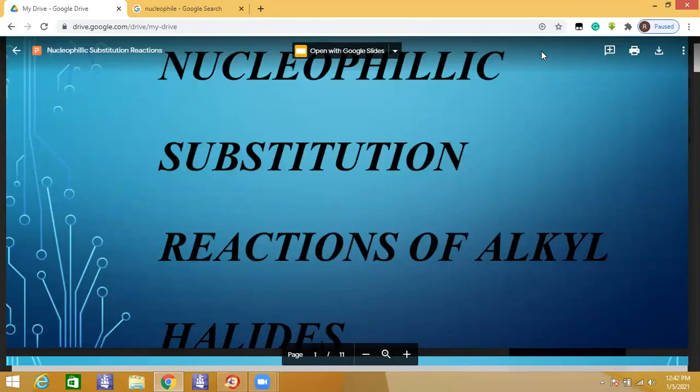Nucleophilic substitution reactions of alkyl halide. Now, alkyl halides show different types of reactions, one of which is the nucleophilic substitution reaction.